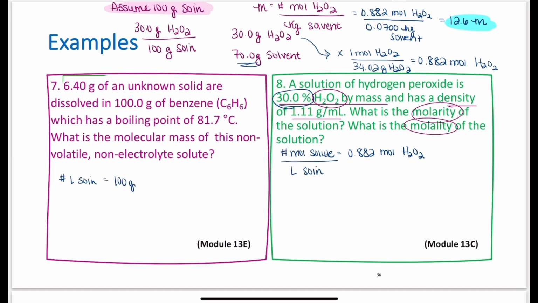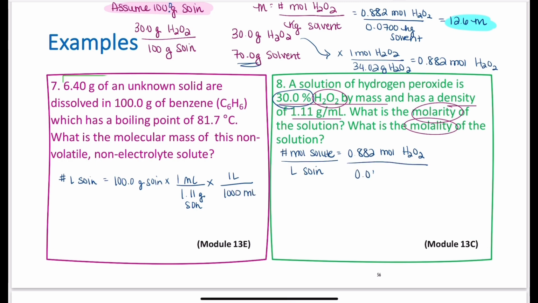100 grams. Don't let that 100 limit your sig figs, by the way. Let your density do it, okay? Because you can put that decimal place wherever you want on this. Truthfully, you should probably write 100.0 because you did 30.0 here. I know that I have 1 mL for every 1.11 grams of solution. I know that there's 1 liter for every 1,000 mL.